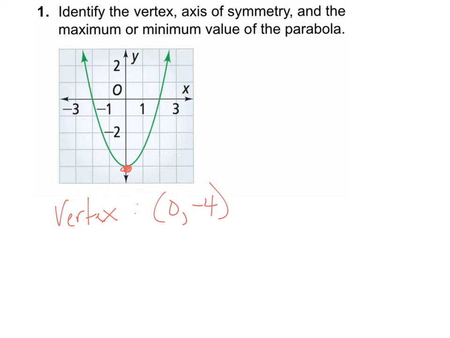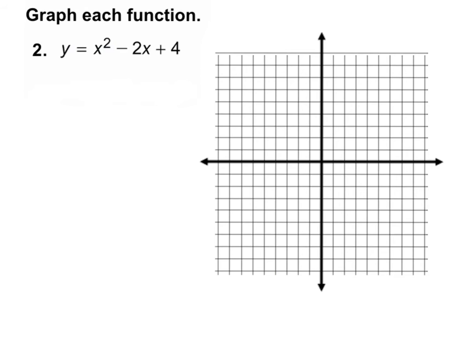Next, they want to know the axis of symmetry. The axis of symmetry is always x equals whatever the x value of the vertex is. So here it's 0. Then they want to know what is the min or max value. Since this graph opens up, it has a min value of negative 4, and negative 4 is the lowest this graph will ever be. So when we're given the picture, we can easily give that information.